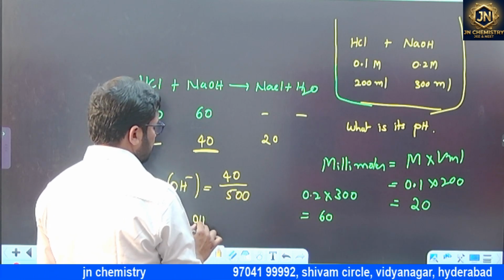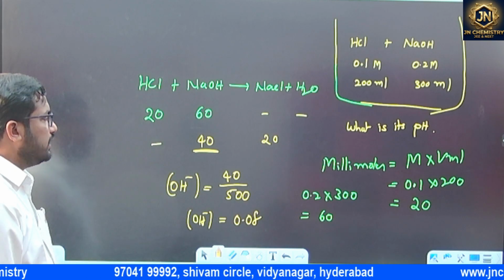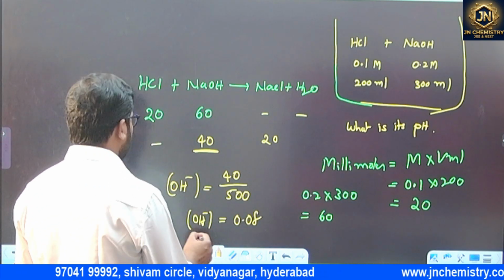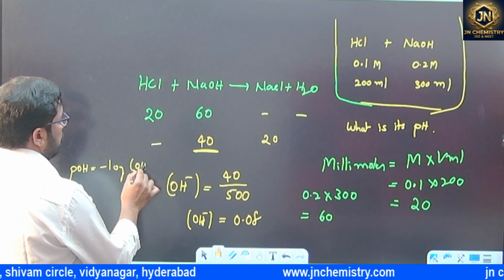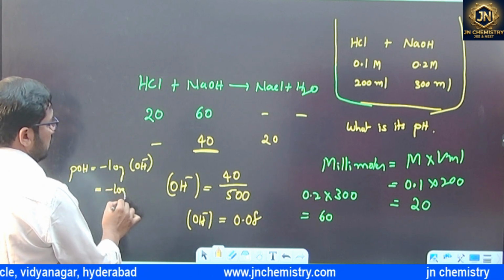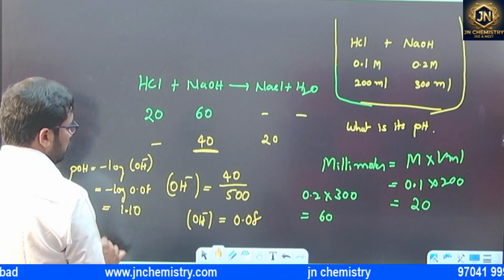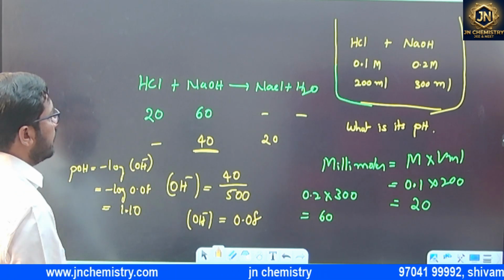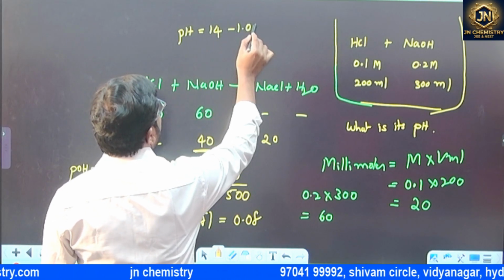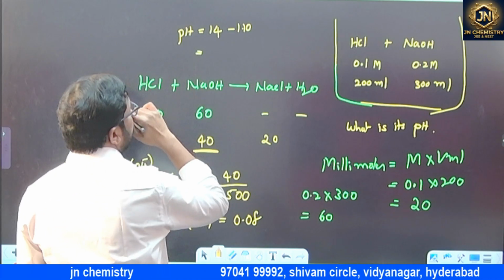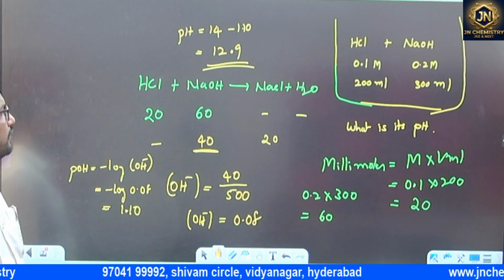So OH minus ion concentration we will get is 0.08. So now calculate the pOH. pOH is equal to minus log OH minus ion concentration. So minus log 0.08, we will get approximately 1.10 pOH. So if we get the pOH as 1.10, pH is equal to 14 minus 1.10, 12.9. So approximately we will get 12.9.